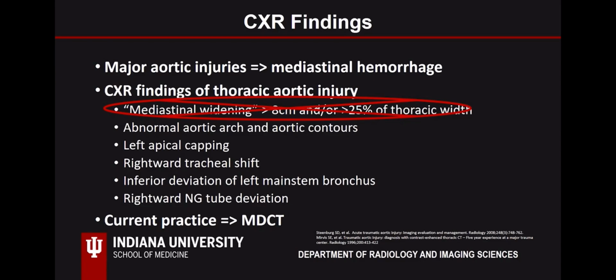Other imaging features include abnormal aortic arch and aortic contours, left apical pleural capping secondary to hemothorax near the apex, rightward tracheal shift, inferior deviation of the left mainstem bronchus, and rightward deviation of an NG tube.